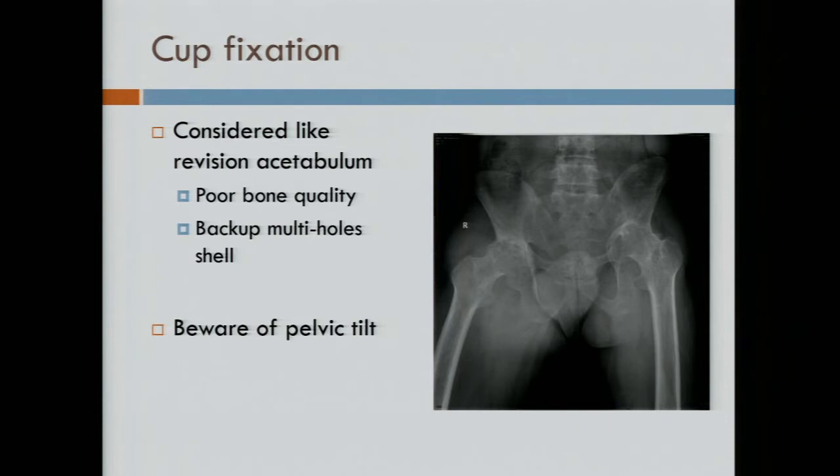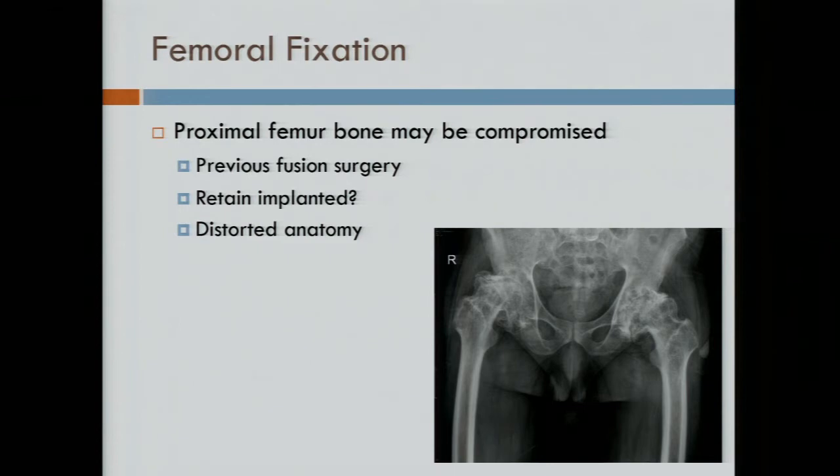And beware of the pelvic tilt, because the placement of the acetabular component is crucial, especially in ankylosing spondylitis, where the patient will have pelvic tilt. If we place it in the wrong position, there might be a dislocation in the future. The femoral fixation is quite straightforward, except if the patient has had an instrument before. In that case, removing the implant will be a little bit difficult.